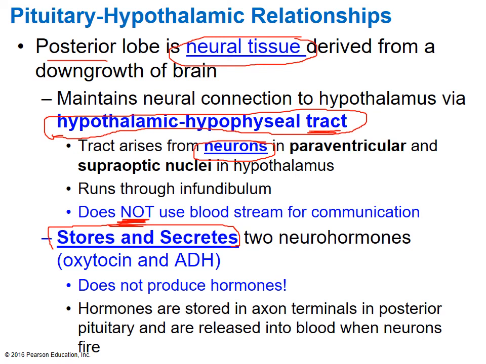The posterior pituitary gland does not produce the hormones because these hormones are coming from the hypothalamus. So if you see, for instance, a true or false question that says the posterior pituitary gland produces two hormones, please make sure to hit false because it doesn't produce anything. It simply stores and releases these two hormones, oxytocin and antidiuretic hormone.